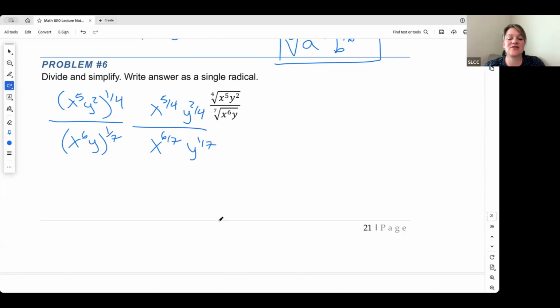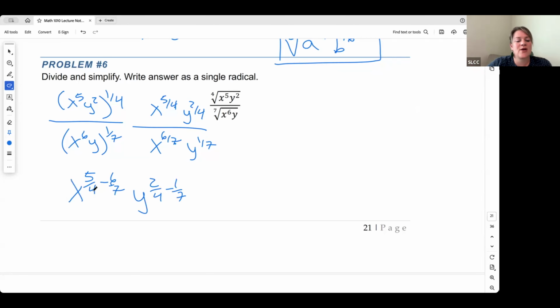Remember, we're dividing, so now we're going to subtract. And I need to have a common denominator. So between 4 and 7. So basically I have x to the 5/4 minus 6/7 and y to the 2/4 minus 1/7. We're trying to get the same index, so don't simplify here. We wouldn't want to make that 1/2 minus 1/7 because then we wouldn't have the same index as the x.